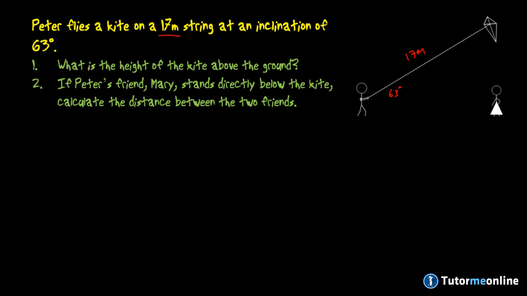So what are we looking for? We're looking for the height of the kite above the ground. So the height of the kite would then be this line over here. Let's call that y. So if we then join this line down the bottom here, we can then see our familiar right-angled triangle, which we can then use our trig functions to solve. So that is, of course, a right-angled triangle.